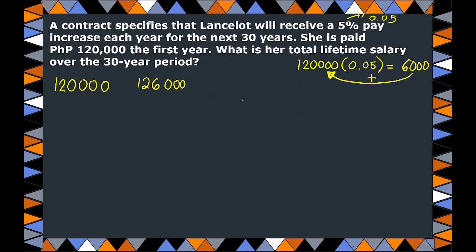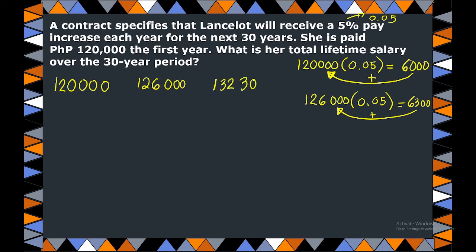If I'll be getting the result in the third year, so I'm going to be focusing on 126,000. 126,000, I'll multiply that by 0.05. The result is 126,000 times 0.05. You will be getting 6,300 for that. And I will add that to 126,000. So, plus 126,000, you will be getting 132,300.